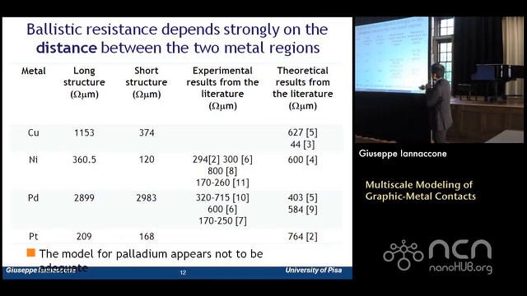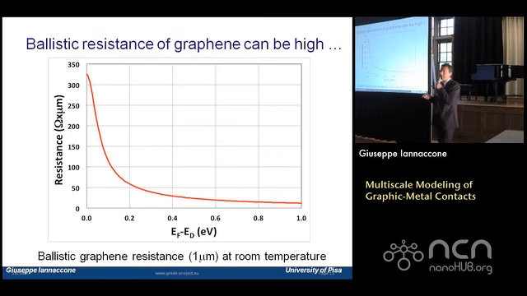Why is that? Why is there such a difference? Because if we just consider the ballistic resistance of an infinite graphene sheet, it varies a lot as a function of the energy of the Dirac point. It can go up to more than 300 ohm per micron, which is a lot, to something much smaller. Of course, for a good contact, we need something smaller than 100 ohm per micron, so we need to be in this range on the right. And to be in this range, we of course need to push the energy of the Dirac point far away from the Fermi energy.